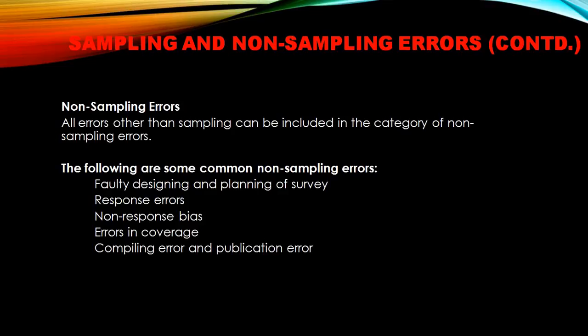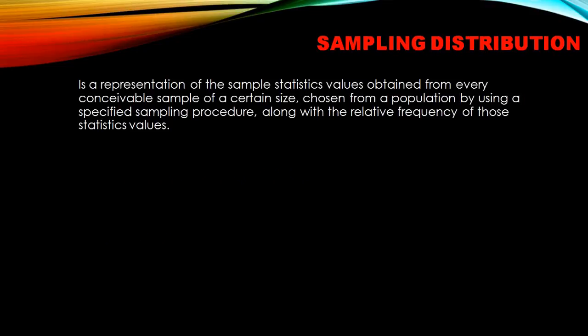Then errors in coverage. If I had to cover some serious areas and I miss out on these areas, then the entire responses or the results of the survey could be biased and skewed. And if I'm compiling and publishing and there are some clerical errors, that also could be a serious source of non-sampling errors.